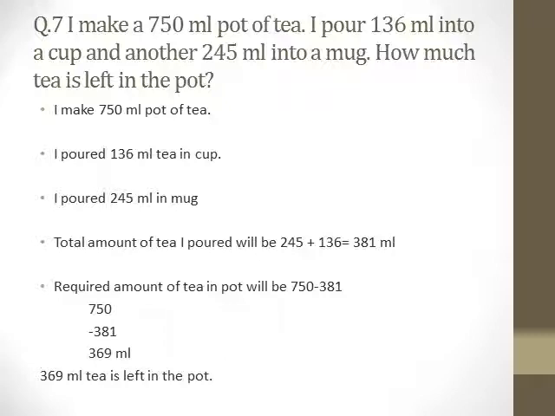So first you find out how much tea you actually poured into the mug and cup. You do addition, 136 plus 245, and that gives you 381 milliliters. That means 381 milliliters you poured into a cup and mug.